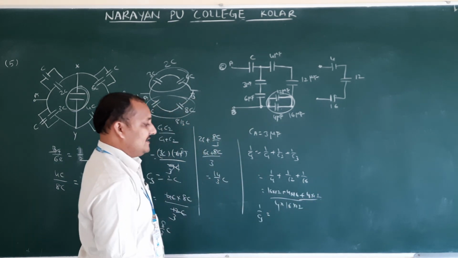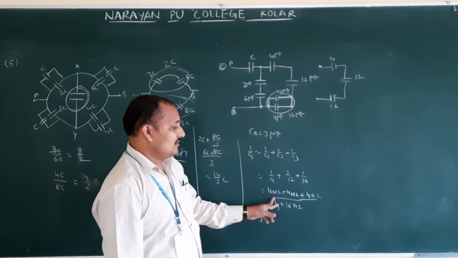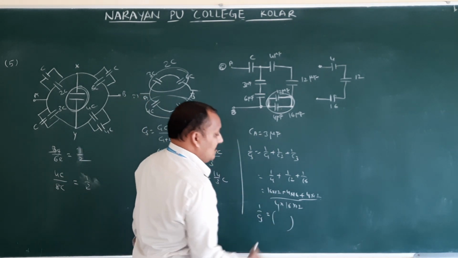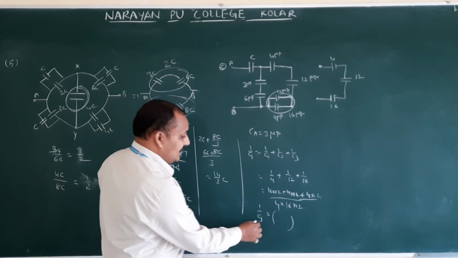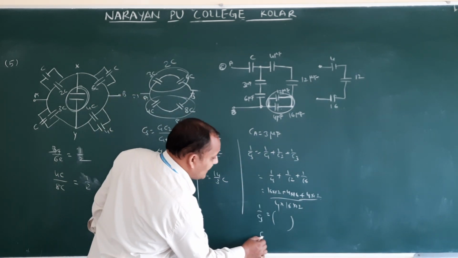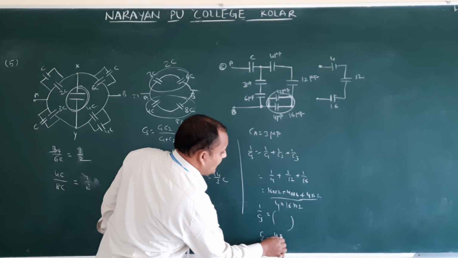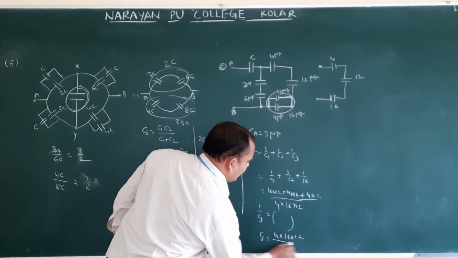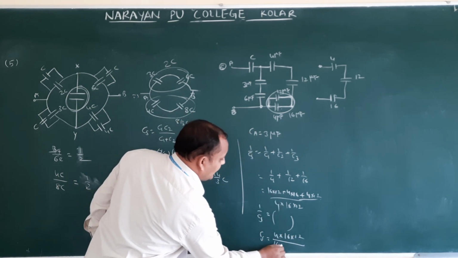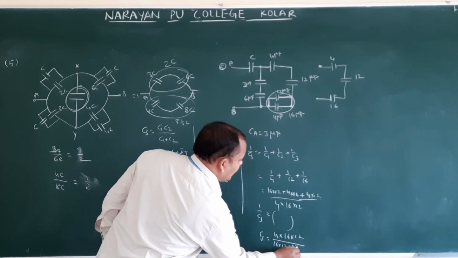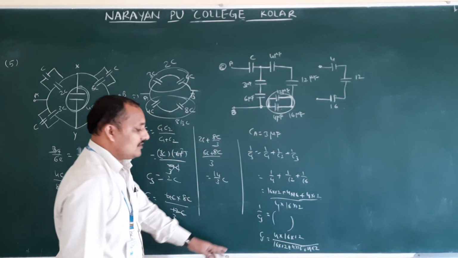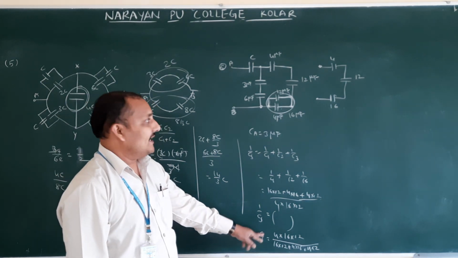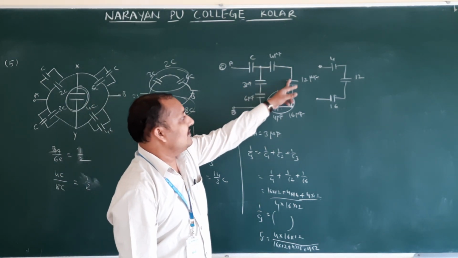So 1 by CS is equal to this. You have to solve this one, you will get one value here, and you have to reverse that. So the CS value is going to come. CS is equal to 4 into 16 into 12 over 16 into 12 plus 4 into 16 plus 4 into 12. So try to solve this one. CS means this value you are going to get.